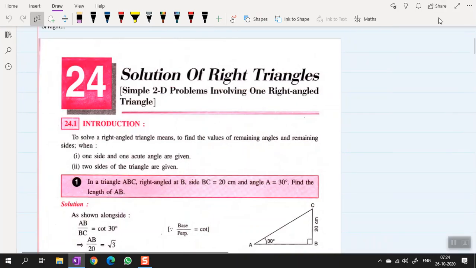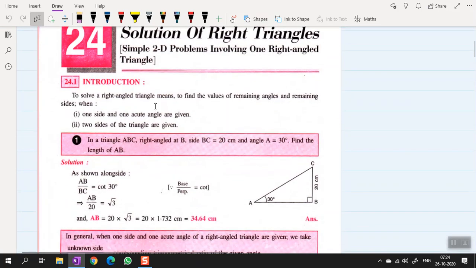So this is our next chapter in the unit trigonometry, solution of right triangles. In this kind of problems in the current topic, we will be given a right angle triangle and maybe one of its angle and one of its sides. You have to find the length of the remaining sides.